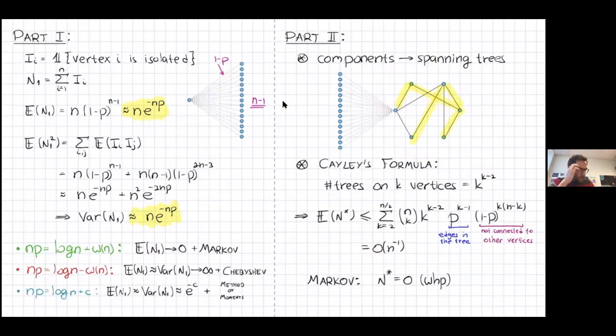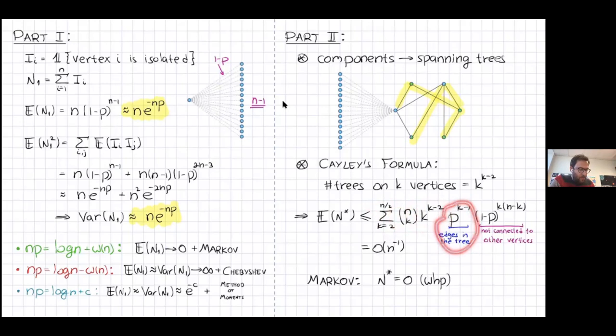And now if you want to evaluate the expected value, N star is the number of all components with vertices between 2 and n over 2. So it's everything which is not an isolated vertex and not the giant component. And then you can just sum up with a rough bound. So you have n choose k possibilities to have subsets of k vertices. In each possible component, there are these many options to have a tree.